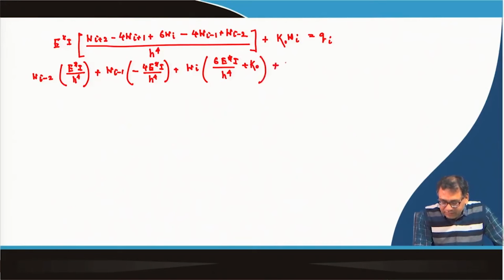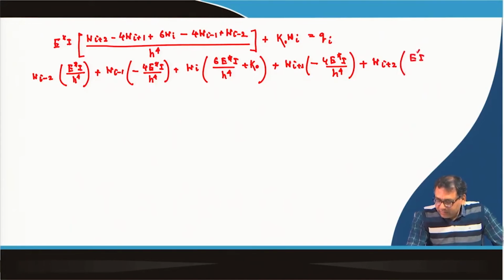Then this side, for w I plus 1, this will be again minus 4 E star I divided by h to the power 4, then plus w I plus 2, this will be E star I divided by h to the power 4, that will be equal to q I.